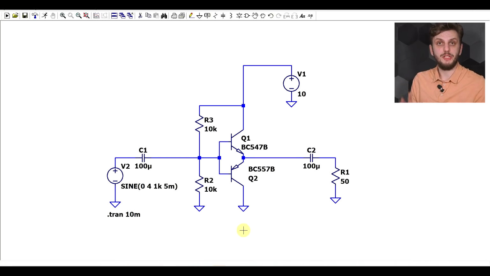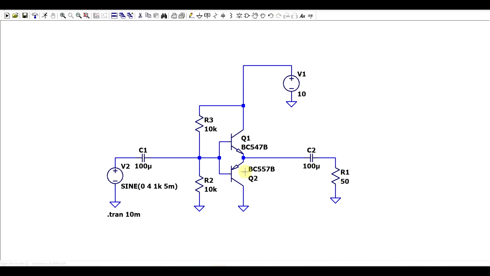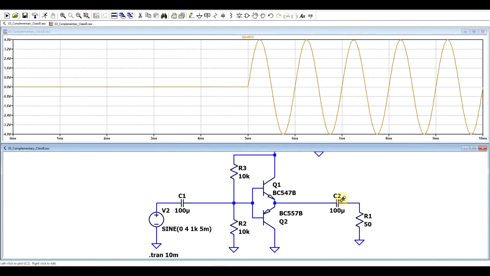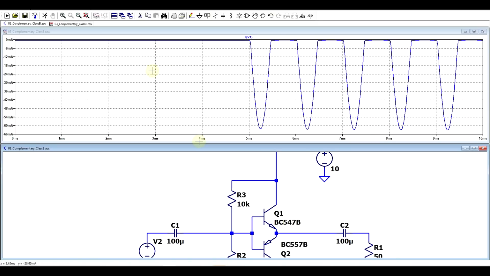So one implementation of such a circuit looks something like this. We have a set of complementary transistors, an NPN and a PNP. We have the input bias point set with a pair of resistors, so this is half the supply voltage. And then we simply apply an input signal through a capacitor, and then this goes out through another capacitor into the final load. Now, if we run this, we can see our input signal and look at the input current.